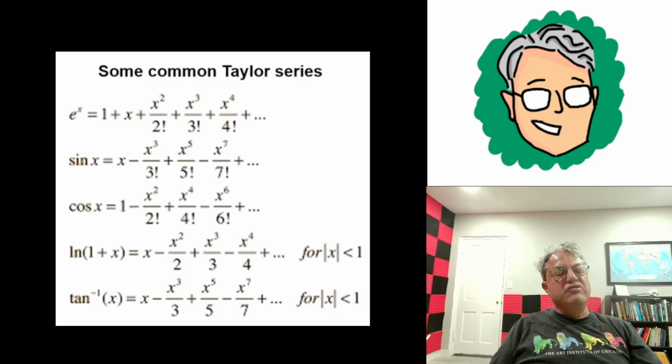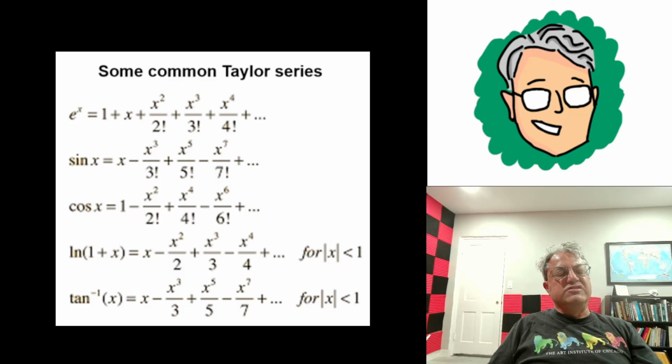The natural logarithm of 1 plus x has a nice form: x minus x squared over 2 plus x cubed over 3 minus x to the fourth over 4. Notice there's no factorials in this formula. And this one doesn't converge for every value of x. I mean, the radius of convergence of this Taylor series happens to be 1. That means that this Taylor series really only converges when the absolute value of x is less than 1.